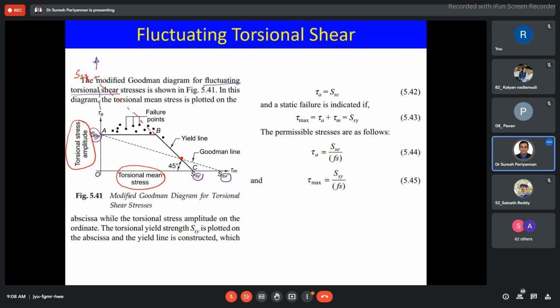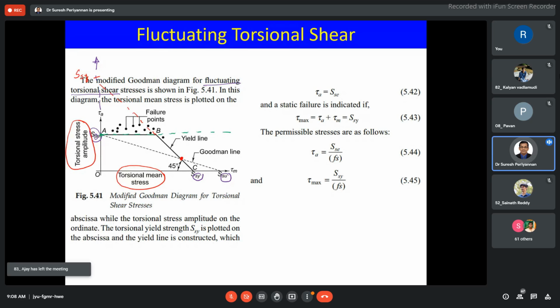Now, in the shear stress, torsional shears, flexion torsional shears, we draw the torsional mean stress here. I can draw the torsional mean stress from this point. This is my torsional mean stress, which is parallel to the torsional mean stress.